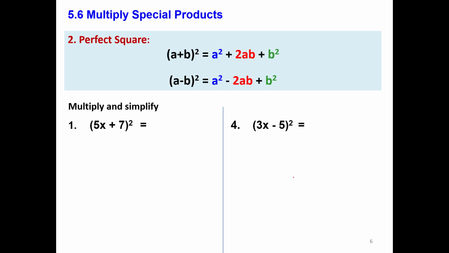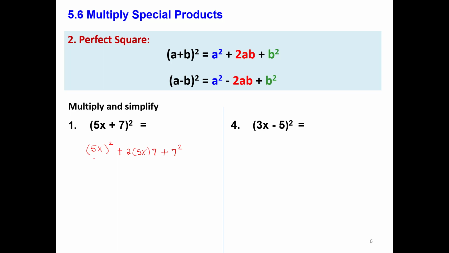Now let's apply the same rule to these two problems. Then we had (5x + 7) to the second power. This is a perfect square, so let's try to get the answer. We need to square the first term. In this case, the first term is 5x, so we square 5x. It's positive. We know here it must be positive. Then twice the first term, which is 5x, times the second, 7, plus the square of the second one.